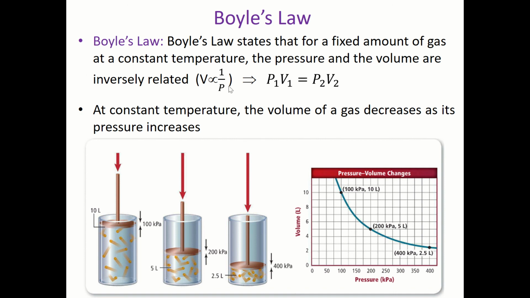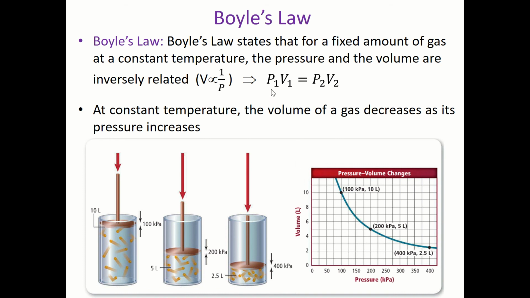So maybe you guys know this sign. This sign is called the proportionality sign. It says that the volume is inversely proportional here with the pressure. Now please write this down in your notebook. It says that P1 V1 equals P2 V2.